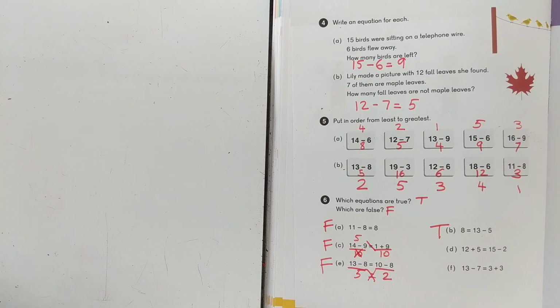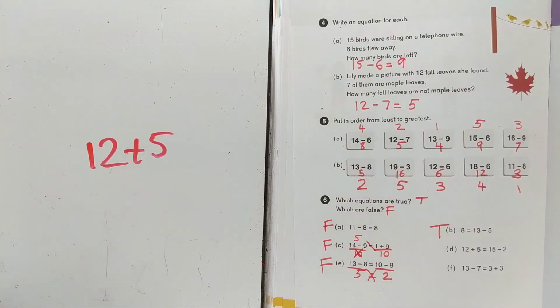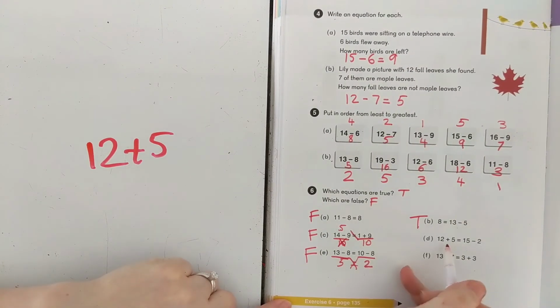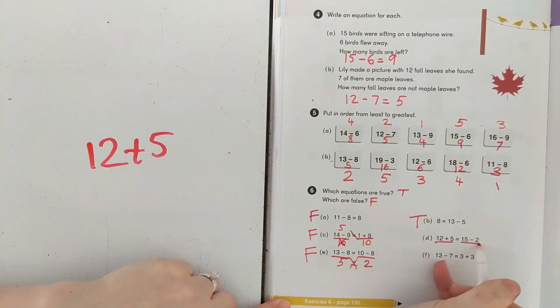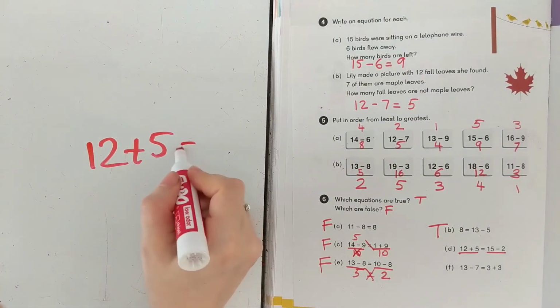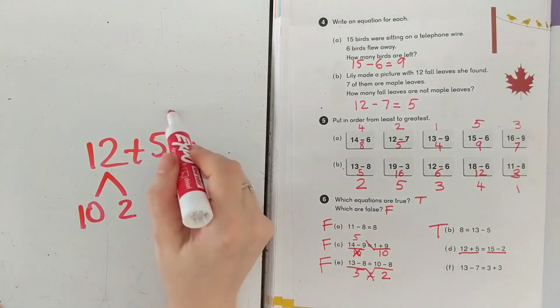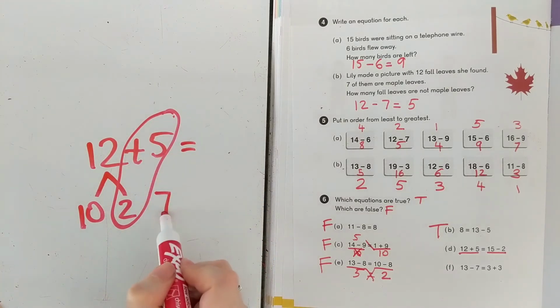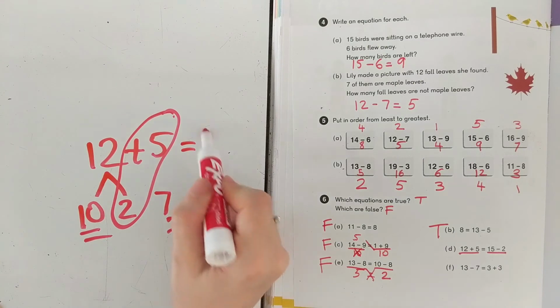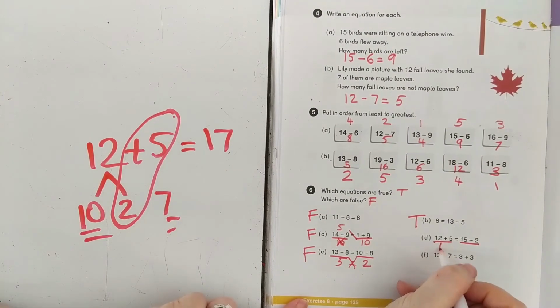Letter D, 12 plus 5. Notice I'm taking one side of the equation and solving that, and then I'm solving the other side of the equation. What is 12 plus 5? Inside of the 12, there is a 10 and a 2. Let's add 5 plus 2 is 7. 10 and 7 make 17.